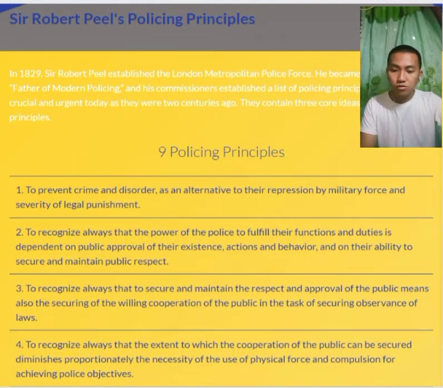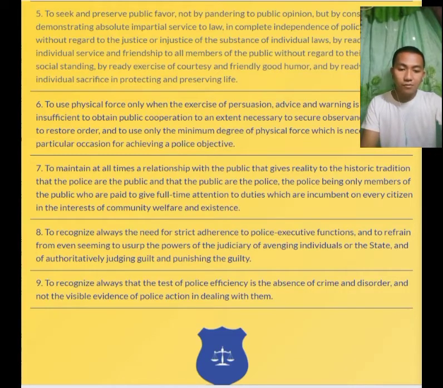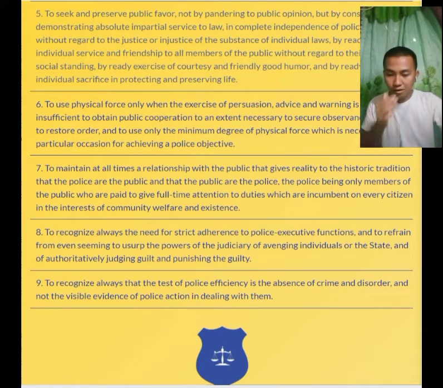So number five, to seek and preserve public favor, not by pandering to public opinion, but by constantly demonstrating absolutely impartial service to law, in complete independence of policy and without regard to the justice or injustice of the substance of individual laws, by ready offering of individual service and friendship to all members of the public without regard to their wealth or social standing, by ready exercise of courtesy and friendly good humor, and by ready offering of individual services in protecting and preserving life.